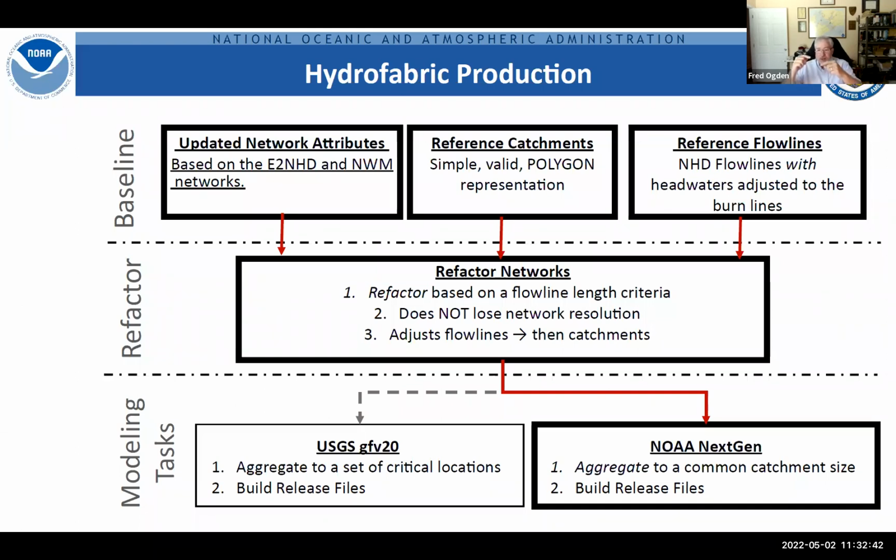So if we have a short reach of a channel and we want to eliminate that, we could snap the junction to eliminate that reach, or we could extend the length of one channel just a little bit to make it come in at a common point. And then finally, we can set up for modeling tasks. The USGS has their own set of modeling tasks in terms of NOAA Nextgen National Water Model. We aggregate to a common catchment size distribution, and then we build release files that describe the topography and the hydrogeography of the new region. Next slide, please.